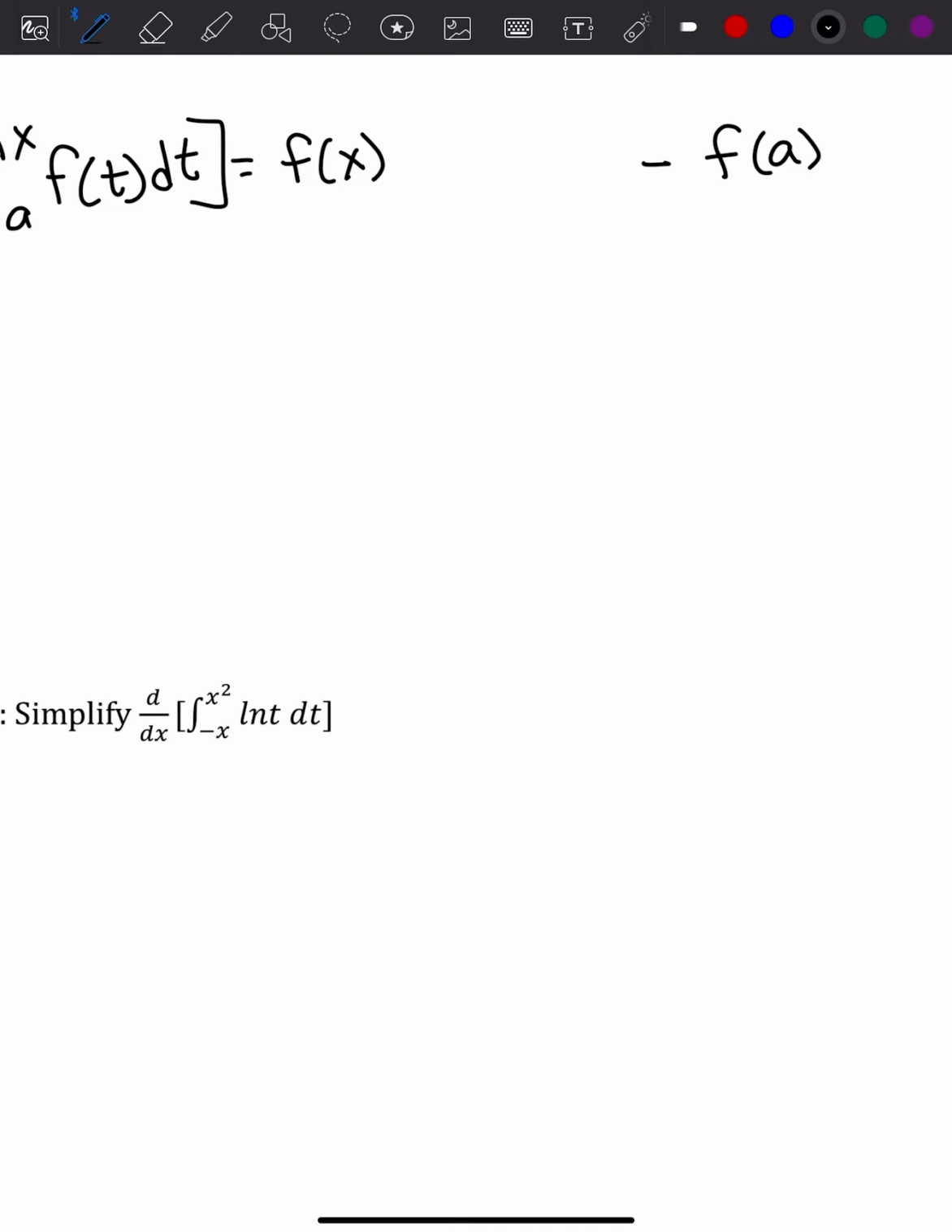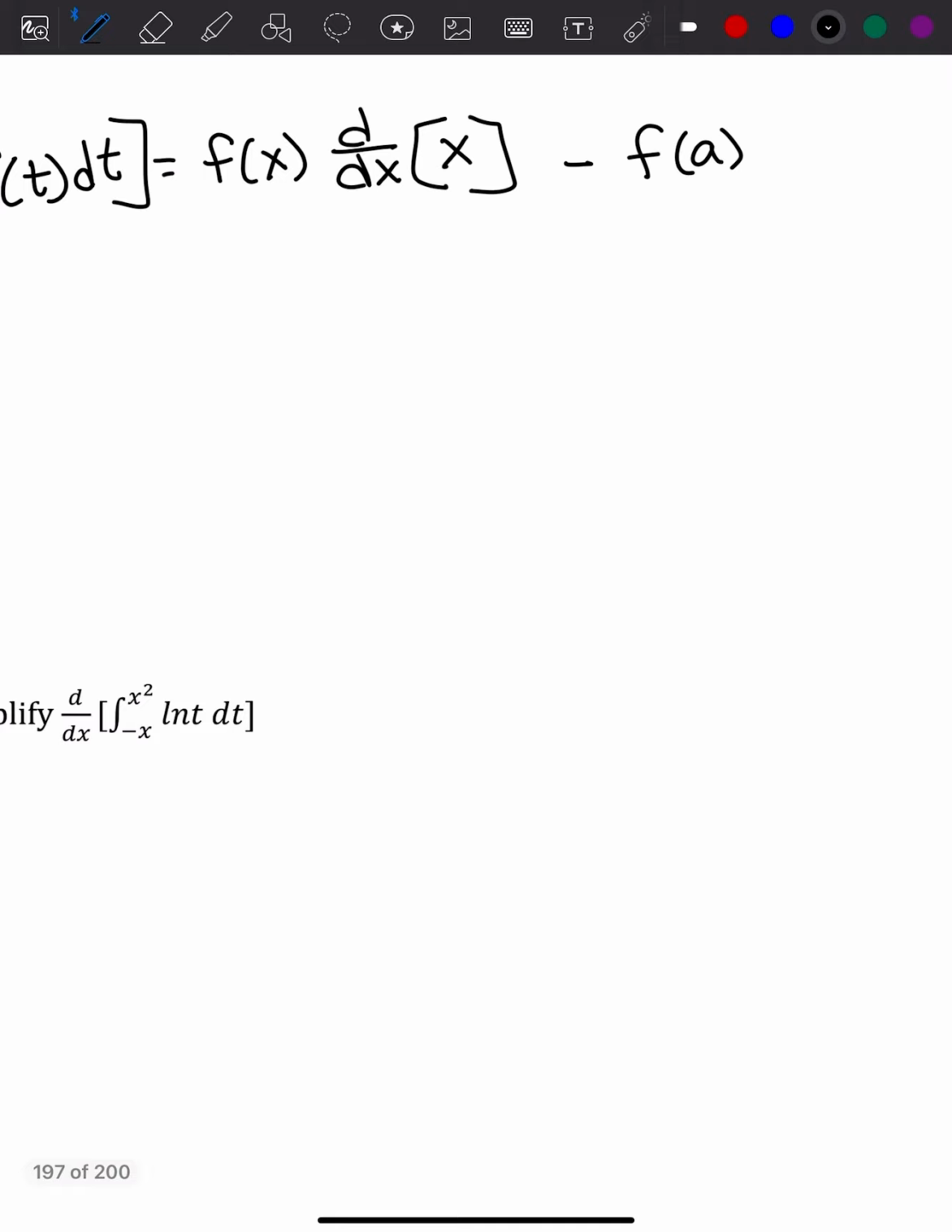The next thing that we have to keep in mind is that x and a could be something besides just a number or just 1x to the first. So we also have to incorporate chain rule into this. So we're also multiplying this by the derivative of that top bound and the derivative of that bottom bound.